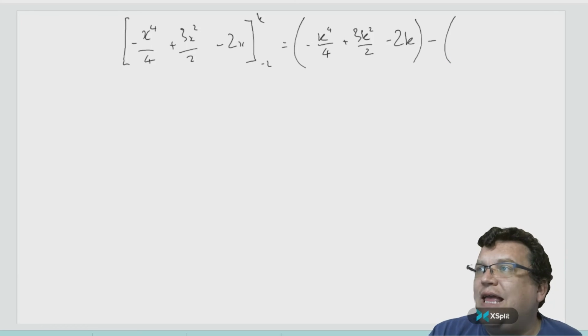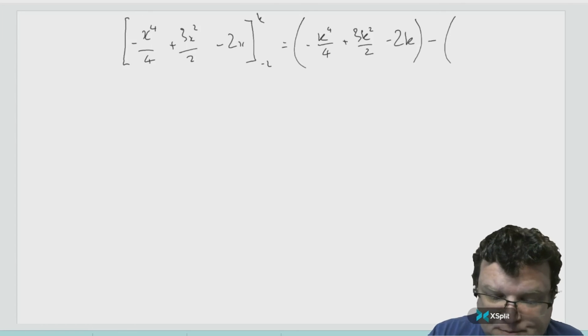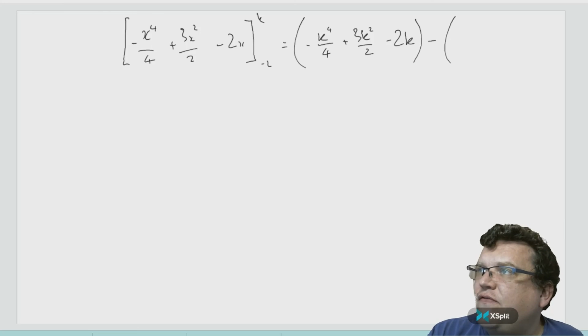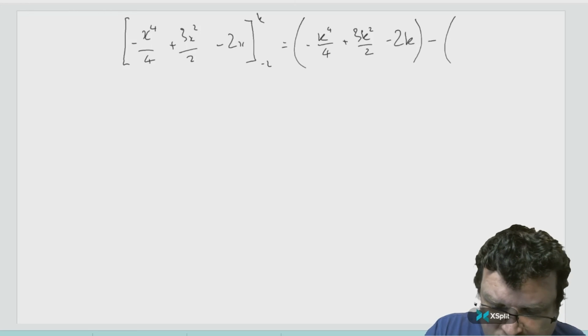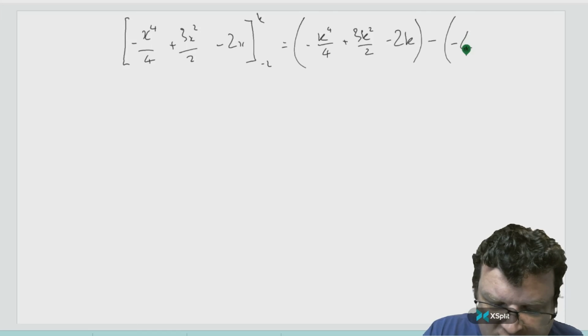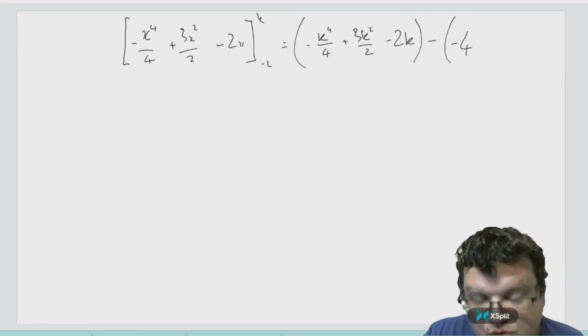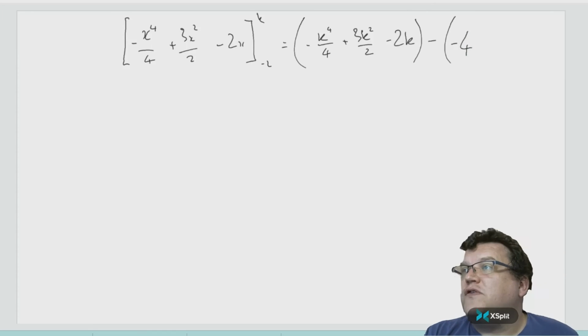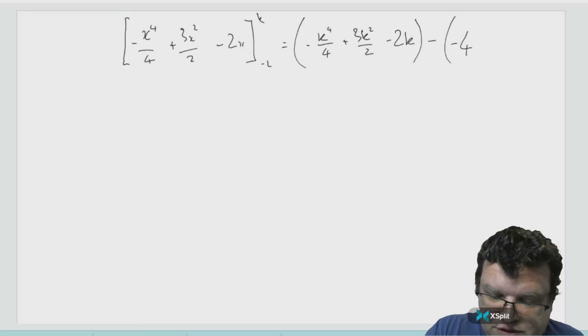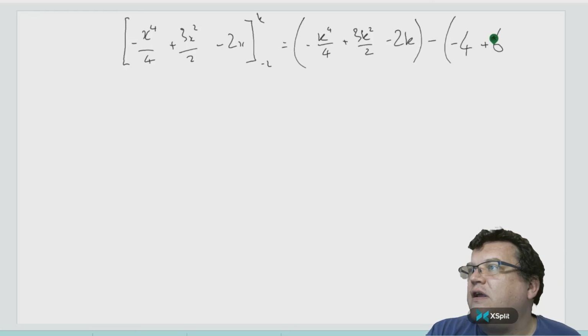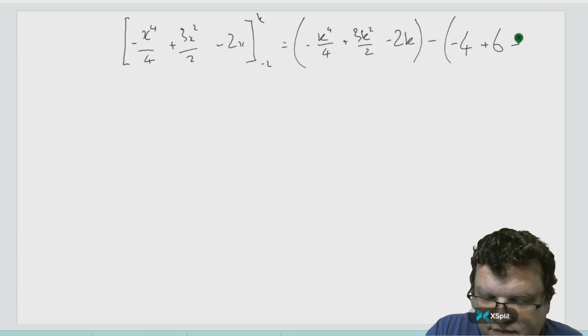We've got even powers of negative 2, so actually I can forget about the sign there. Negative 2 to the 4 is going to be 16, and then I've got 16 over 4, so negative 4 for this first part. Then I've got negative 2 squared is 4, over 2 is going to be 2, and then 3 2's give me 6 here. And then finally I've got negative 2 times negative 2 for positive 4.